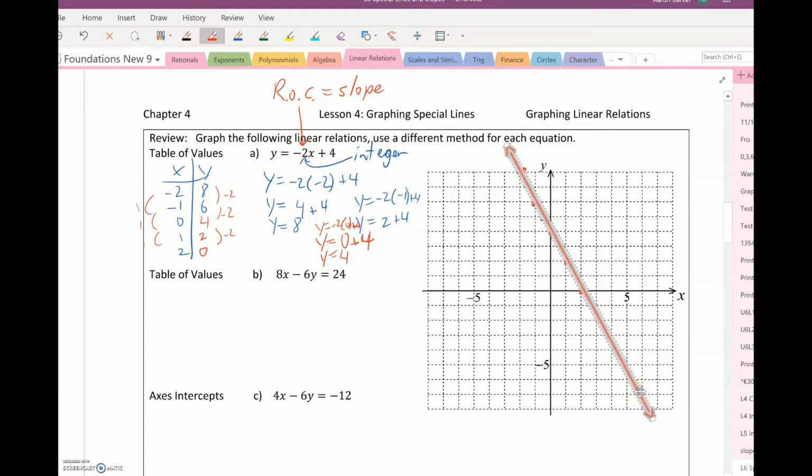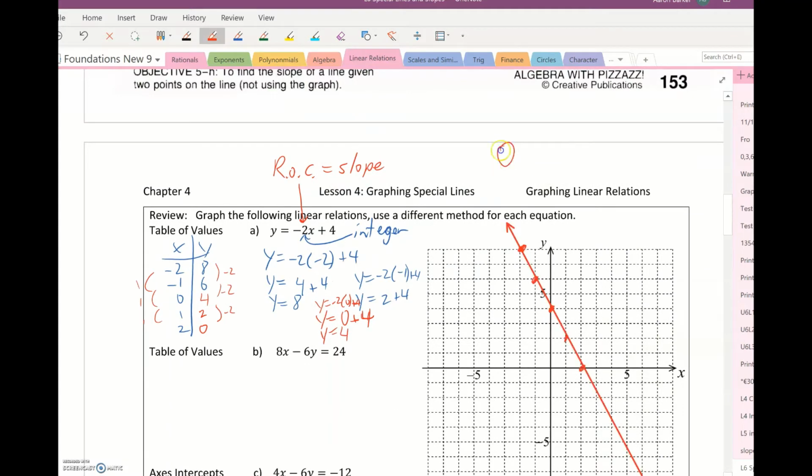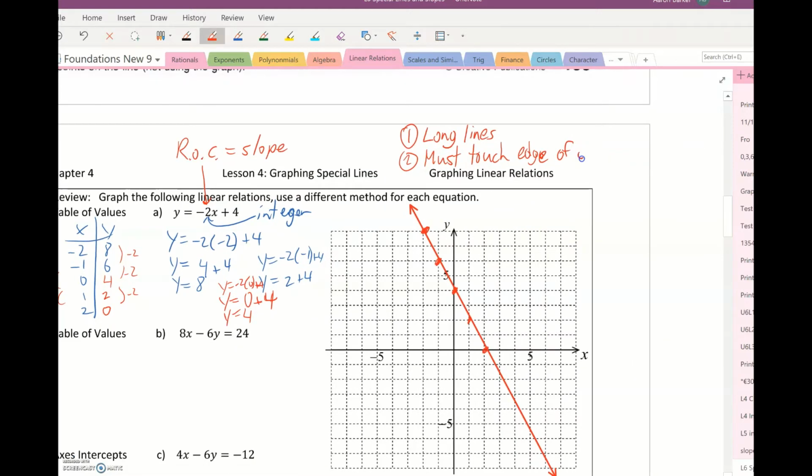So what do we have to know about our lines? Well, number 1, they got to be long. Long lines. Number 2, our lines must touch the edge of the grid, or arrows. Without arrows or touching the edge of the grid, you're not going to have a line that goes forever.